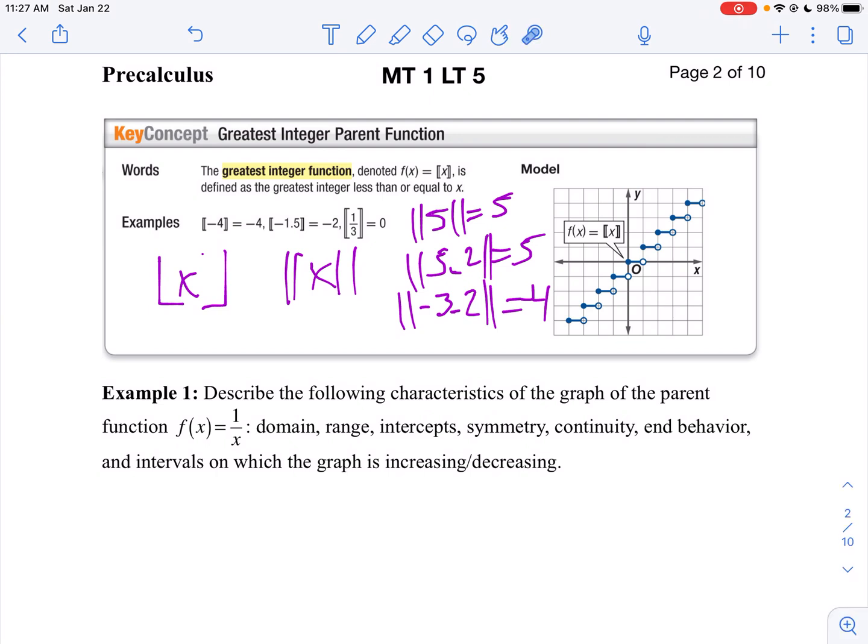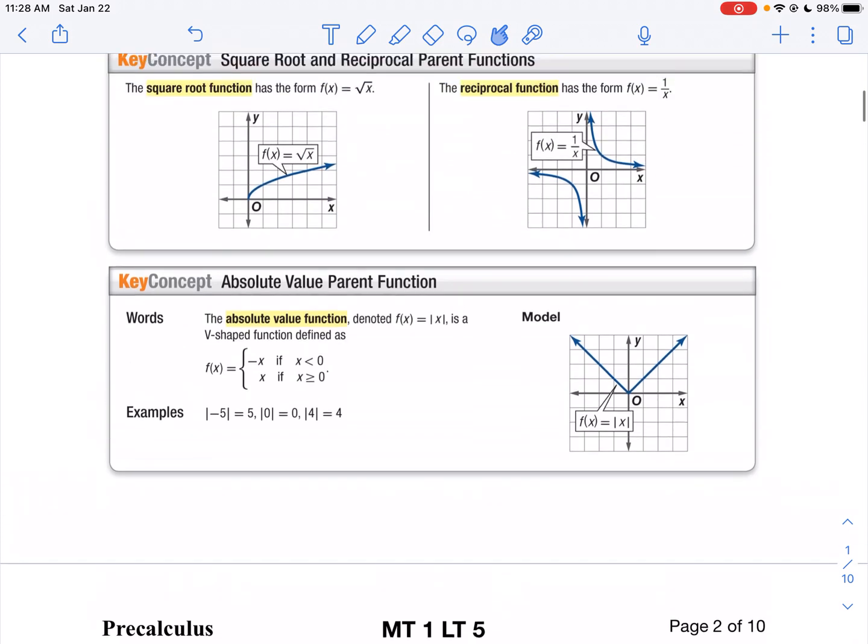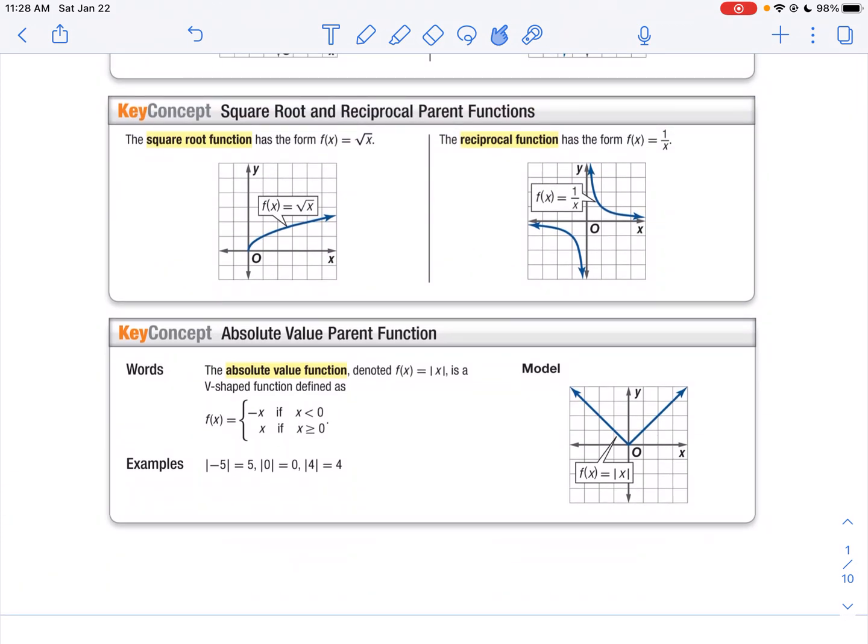I'm going to describe the following characteristics of my parent function, the reciprocal function of 1 over x. I want you to find the domain, the range, any intercepts, any symmetry, any continuity, the end behavior, and the intervals in which the graph is increasing or decreasing. So we have a lot to answer there, but you just go through it one at a time. So we'll start with our domain. I've got the parent function for the reciprocal on the previous page. So here we have our reciprocal function. Let me highlight that.